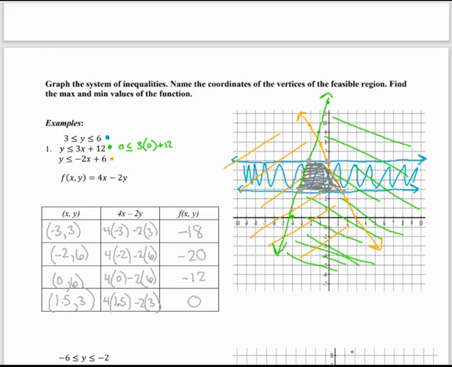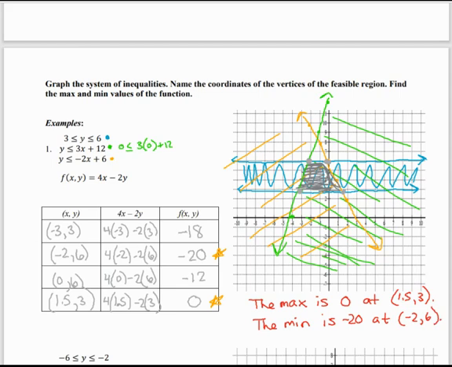And for the maximum, what's the largest value? Our largest value is 0. And our smallest value is -20. Therefore, the max is 0 at the ordered pair 1, 5.3. And the min is my smallest value, which is -20, and that's at the ordered pair -2, 6.